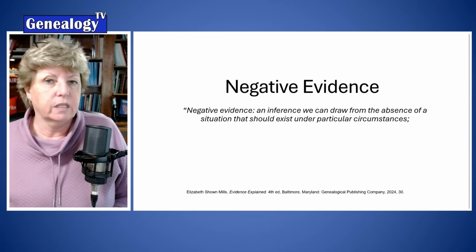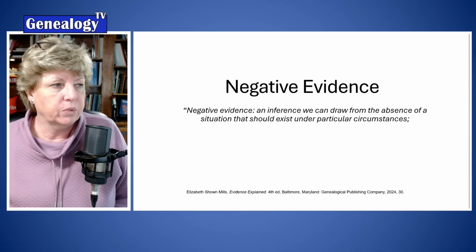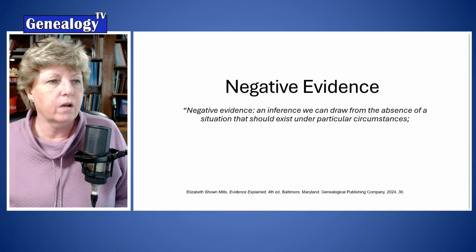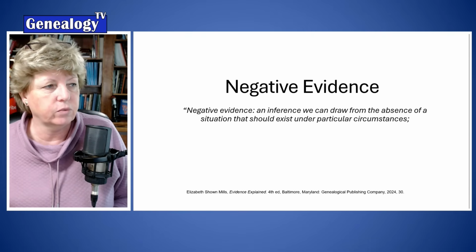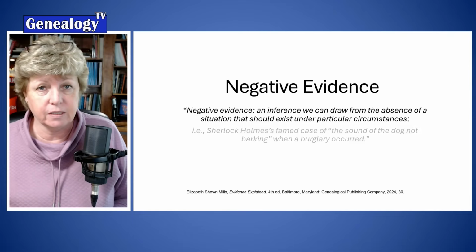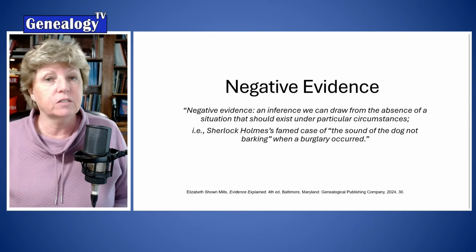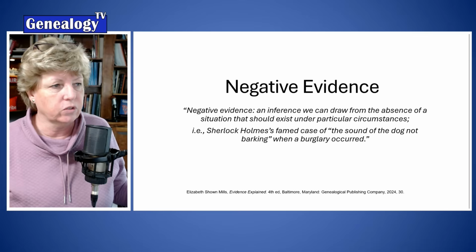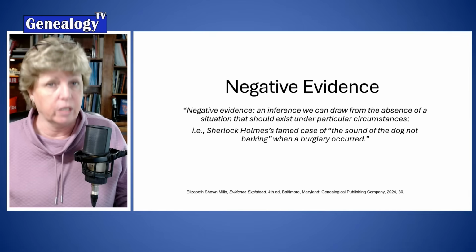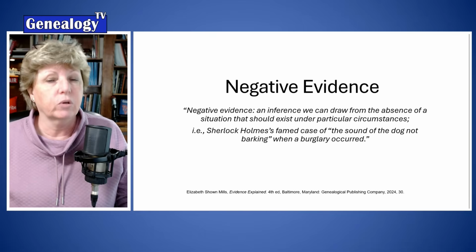Elizabeth Shown Mills says in her Evidence Explained book, negative evidence: an inference we can draw from an absence of a situation that should exist under particular circumstances. Okay, she goes on to cite the example of Sherlock Holmes' famed case where the sound of a dog not barking when a burglary occurred.